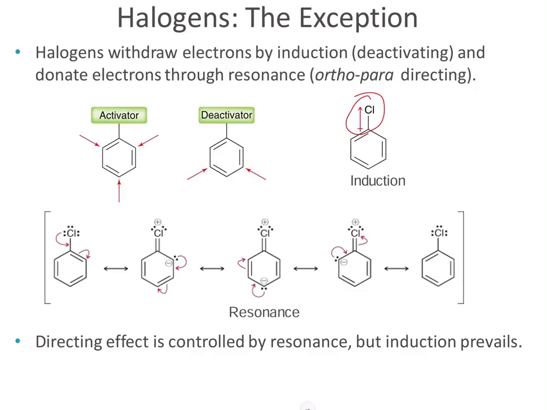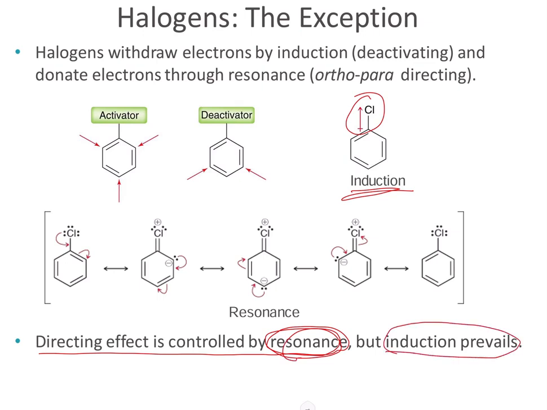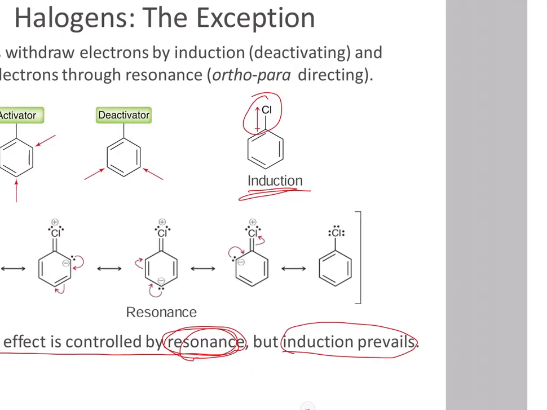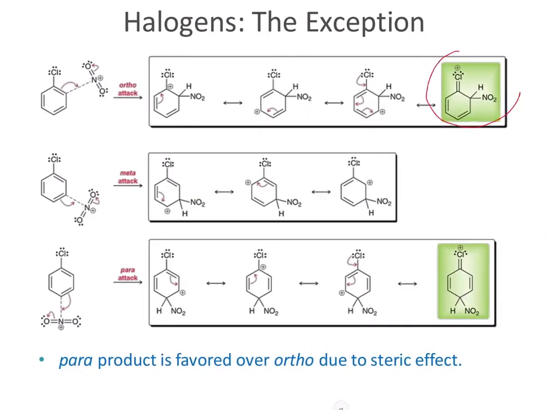The induction effect, and then there's the resonance, which leads to extra stabilization. Okay? So the directing effect is controlled by resonance due to the extra stabilization. But induction actually prevails, so we end up calling them ring deactivators, except that they will direct the incoming group to the ortho para position due to extra stabilization.